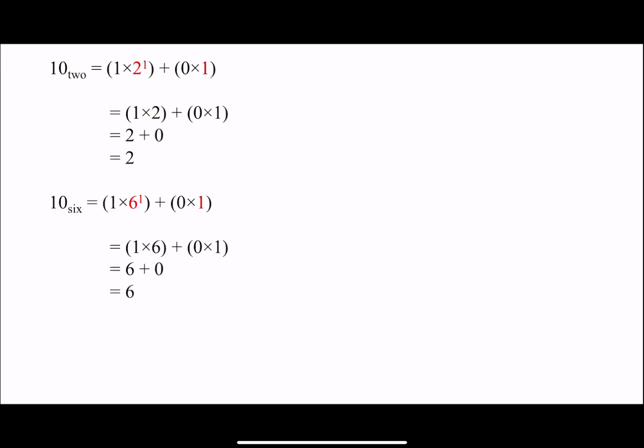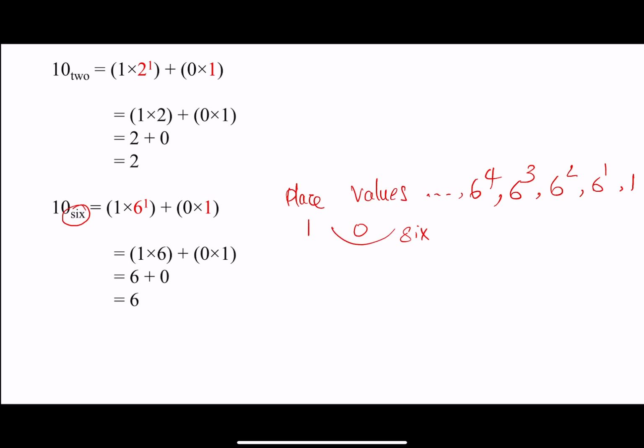Okay. What about 1 0 base 6? If I want to convert that, well, we are talking about base 6. So first of all, I write down the place values or powers of 6: 1, 6 to 1, 6 to 2, 6 to 3, 6 to 4, and so on. Then I have 1 0 base 6. Well, I write down the place value of each digit. I write down from right to left. So place value of this digit is 1. The place value of this digit is 6 to 1.